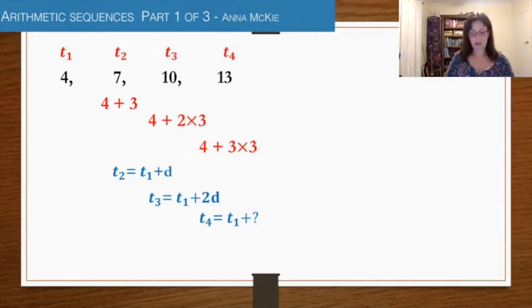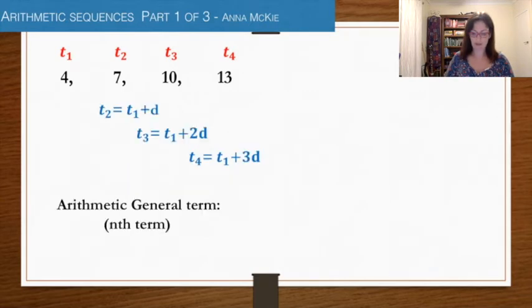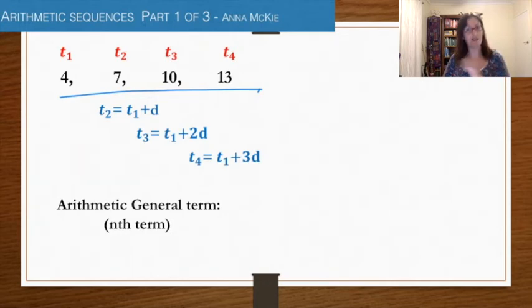Fourth term, t plus how many lots of the difference? 3 lots of the difference. And remember, the difference is 3. Okay, so how to write this for any term? We've got 4 terms written out here, but what if I want to know the 100th term? Without sitting there having to work them all out, how could you work out that term?